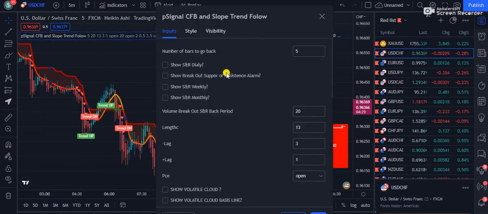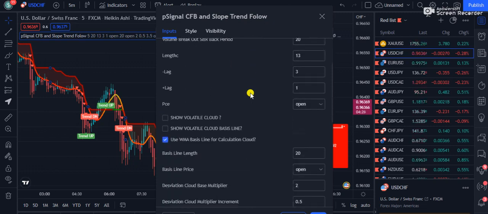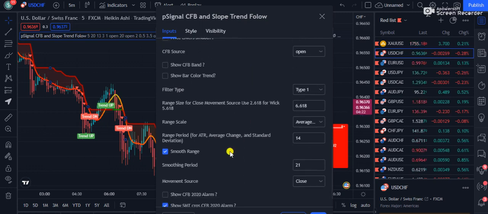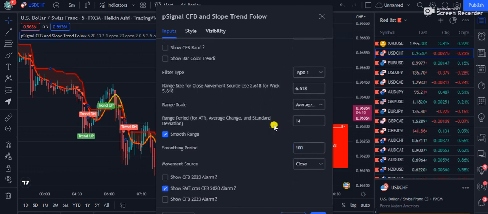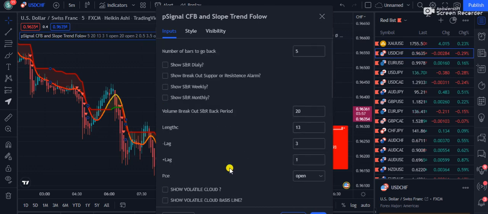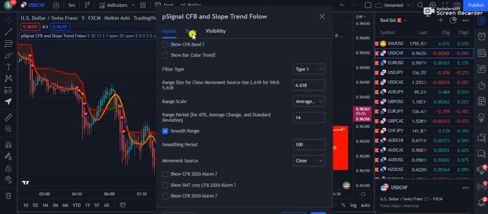So first of all, if I go to the inputs, then I will drag this page a little bit down, and you will see a smooth range, and below the smooth range you will see smoothing period, and you can see it is set to 2100 and we need to change it to 100, right? Okay, the second thing that you can see on the screen, show SMT cross CFB 2020 alarm, we need to uncheck this one, right? So these are the two settings that we have changed in the input section. I have told you already.